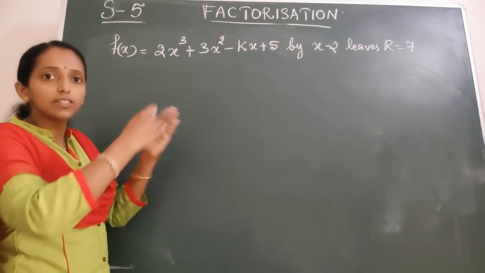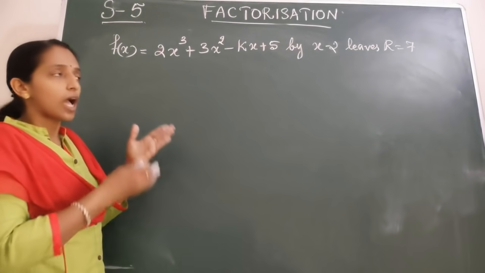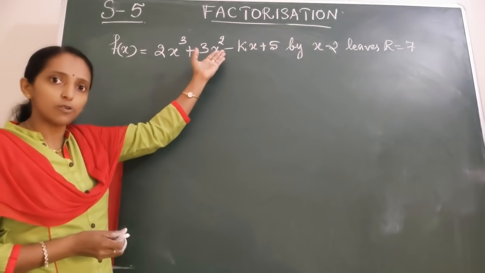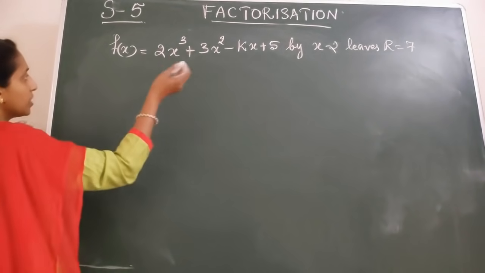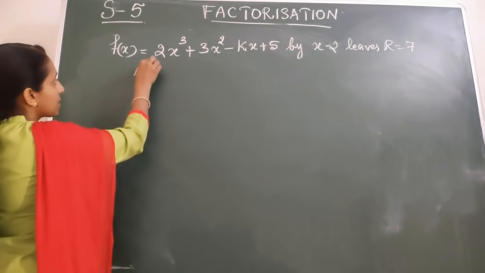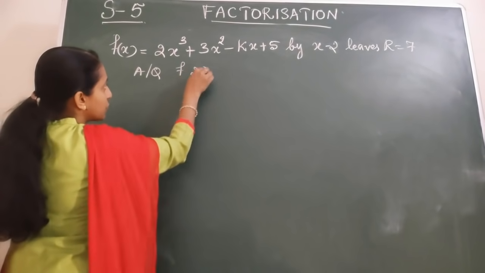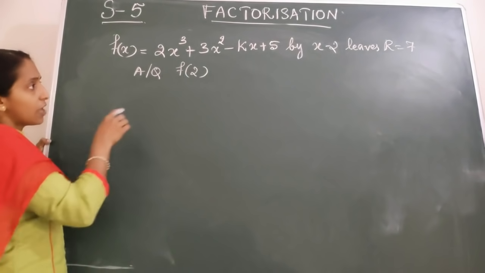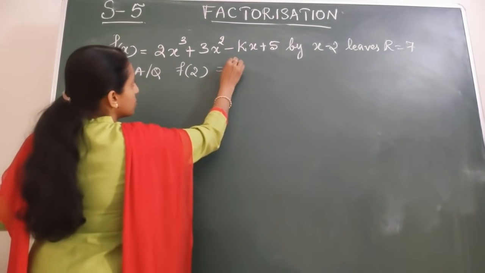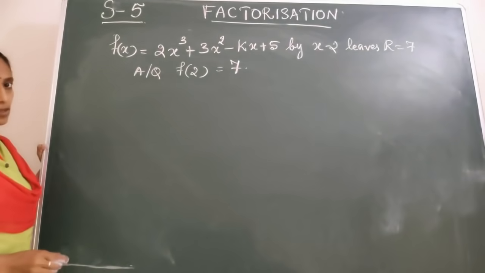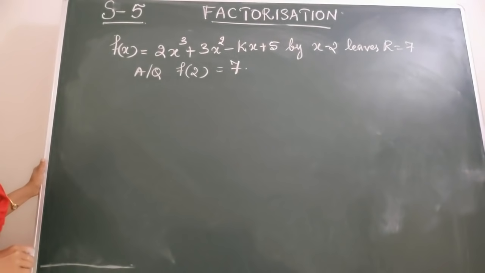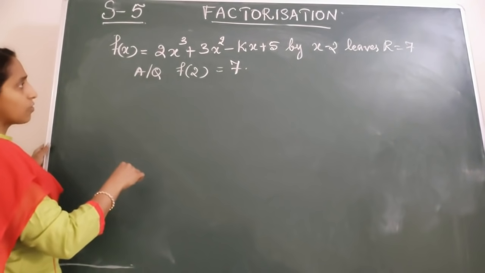So on LHS and RHS, both sides we have the value. After simplifying, you will get the value of k. So according to the question, how can you write? f of 2 is our remainder. f of 2 will be equal to 7. That's the question given. Now, how can you find the value of k?